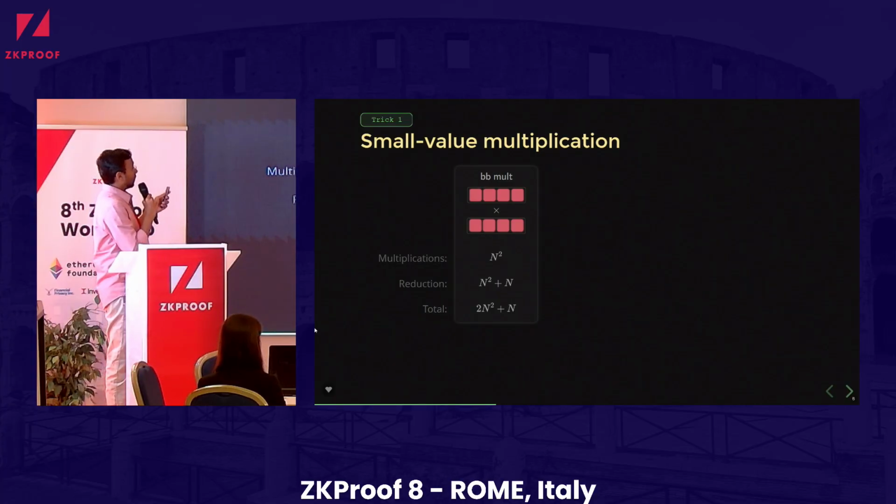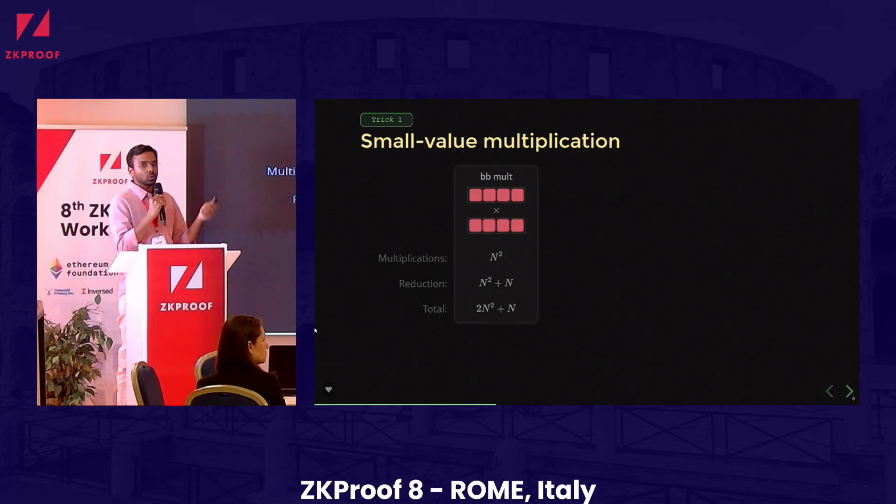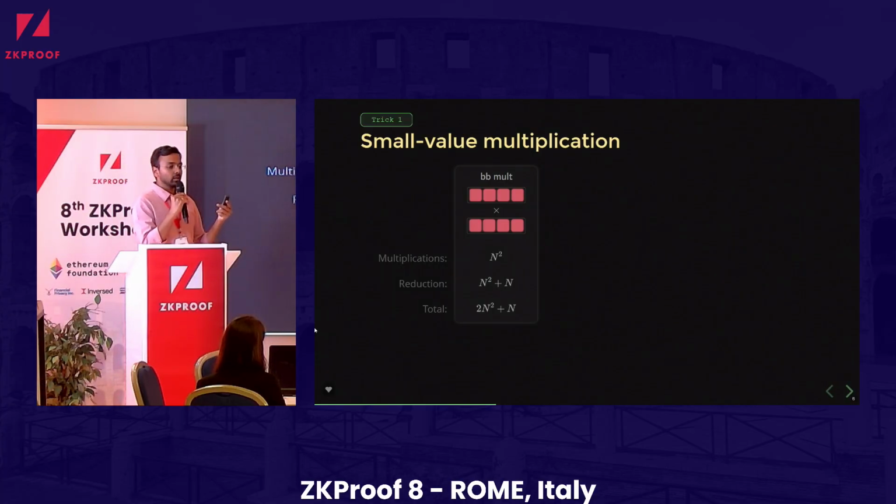So for the first technique, we're calling it small value multiplication. Consider that you have, let's say, two field elements. By BB multiplication, I'm saying big multiplication. So both of these boxes are two big field elements. And I'm showing 4 limbs for each of them in red because BN254 uses 256-bit fields, so 4 64-bit limbs.